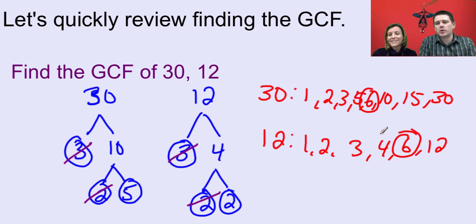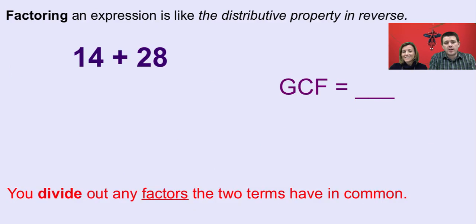So whichever method you're more comfortable with is fine. As we get to some of the problems, if you can just look at the two numbers and know the largest number that goes into both of them, that's fine as well. But here's what we're going to use it for. Factoring an expression is basically pulling out the factor that they both had in common. Think of it as the distributive property in reverse.